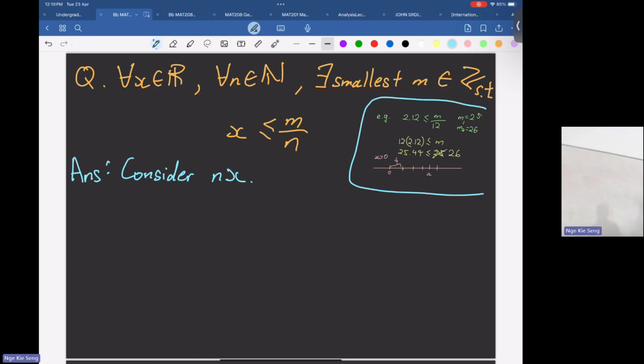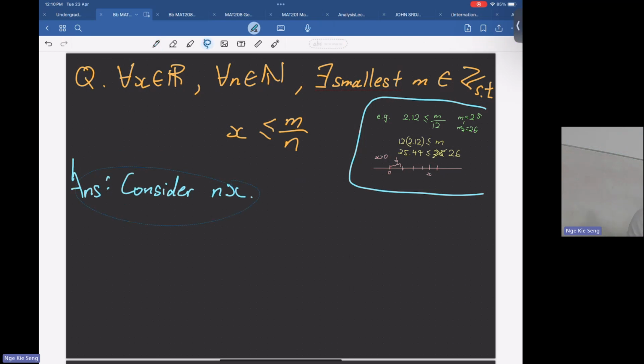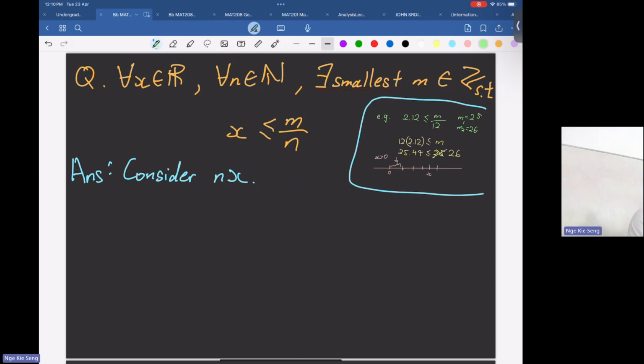What's the property you can use? How to find a natural number? You should think that I am trying to turn the question into this. So how to find an integer that's greater or larger than this real number here? What's the property you can use? Archimedean property.